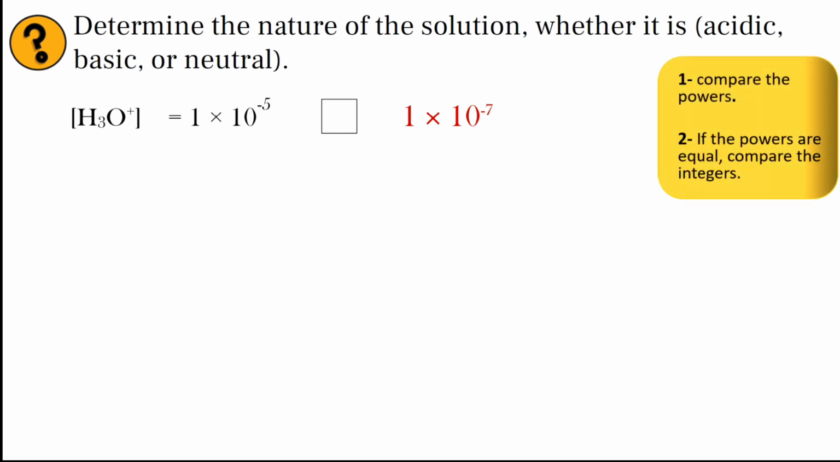When we compare the values, we start by comparing their powers. Take into consideration that they have negative powers. If their powers are equal, we compare the integers. Now back to our example. The number with 10 to the power of minus 5 is greater than the number with 10 to the power of minus 7. So the concentration of H3O+ is greater than 1 times 10 to the power of minus 7.